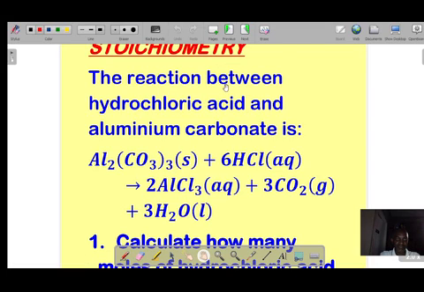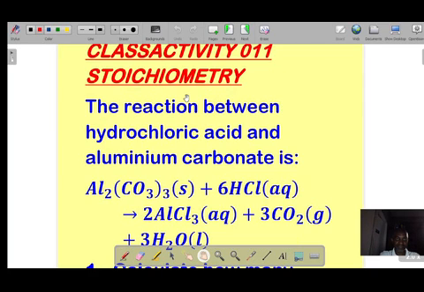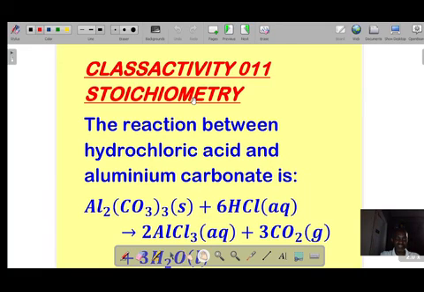Okay, yeah. Now this is a worked example which we do in class when we come for our extra classes or at school. Now after that worked example, here comes a class activity about stoichiometry. So these are the questions here.